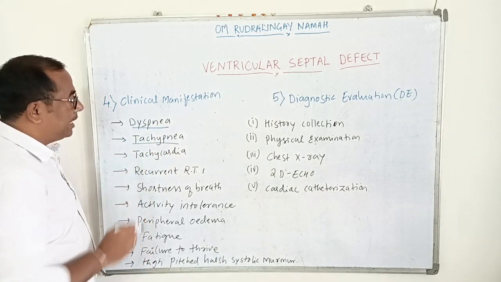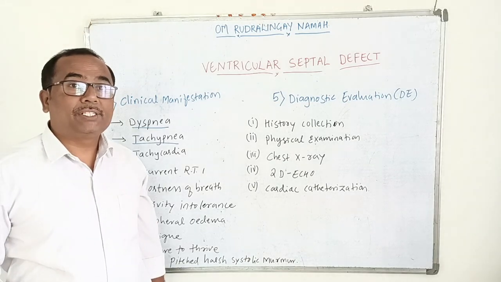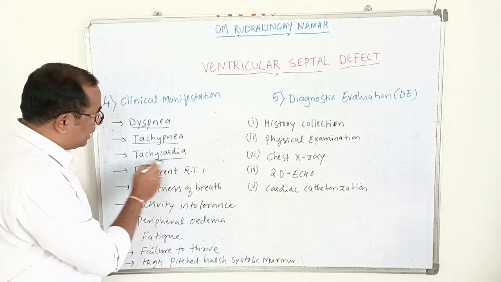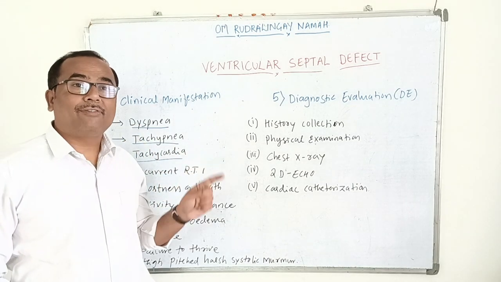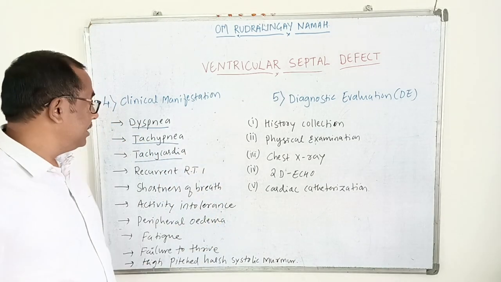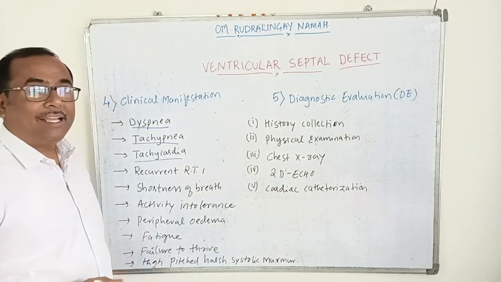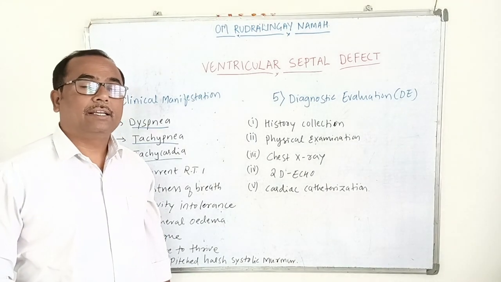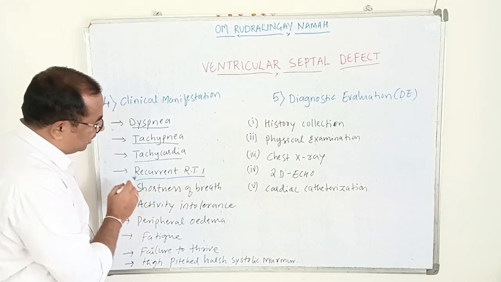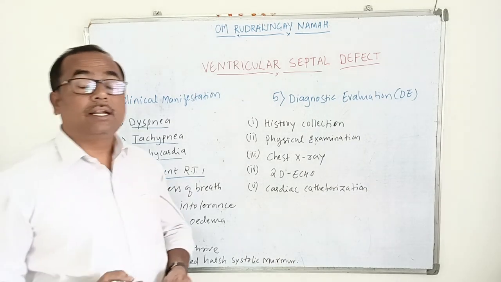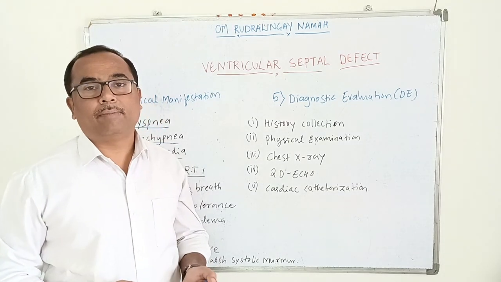Next one is tachypnea. Tachypnea is nothing but an increased respiration rate. And tachycardia. This dyspnea and tachypnea is because of pulmonary edema. Tachycardia is nothing but an increased heart rate, that is a pulse rate more than 100. Next one is recurrent respiratory tract infection. This recurrent respiratory tract infection is because of pulmonary edema.